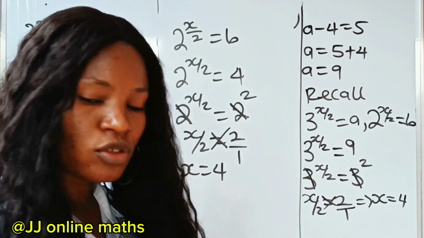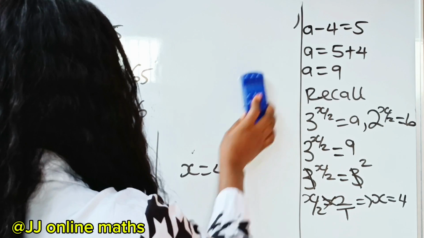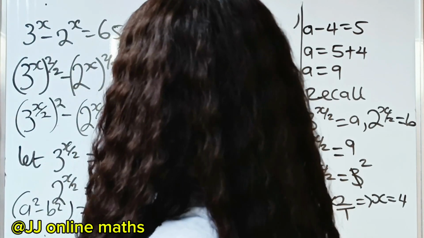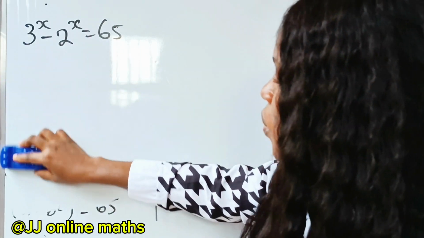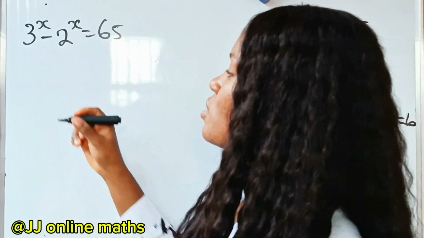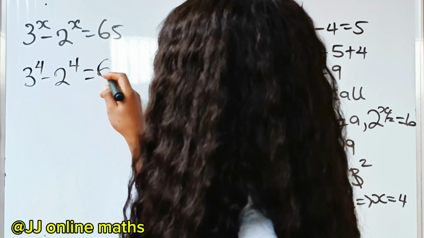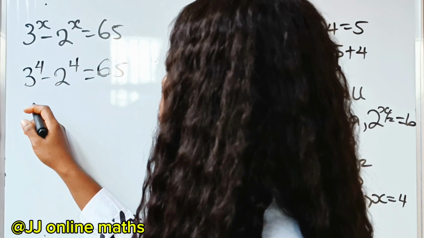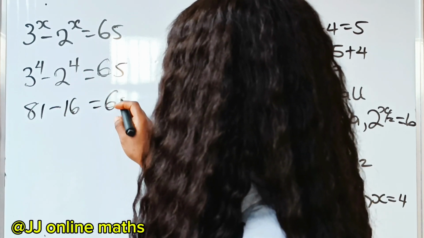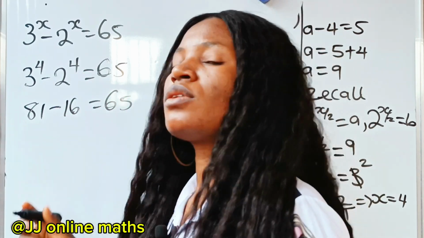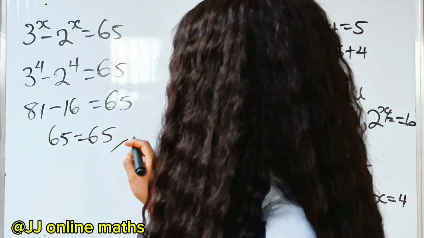Having done that, we can now check. Let's plug in our value of x, since using both a and b we got x equal to 4. So we can say 3 to the power of 4 minus 2 to the power of 4 is equal to 65. Now 3 to the power of 4 is 81, and 2 to the power of 4 is 16. 81 minus 16 will give you 65. So 65 is equal to 65.